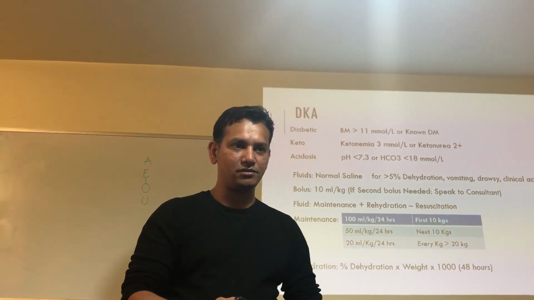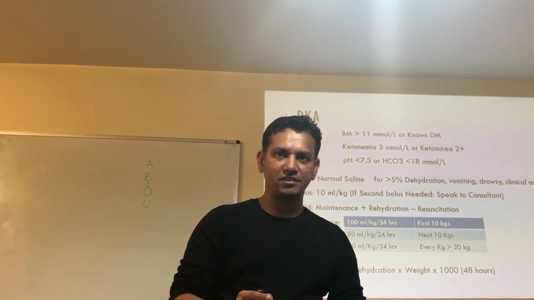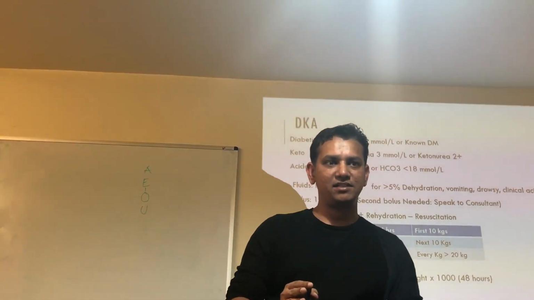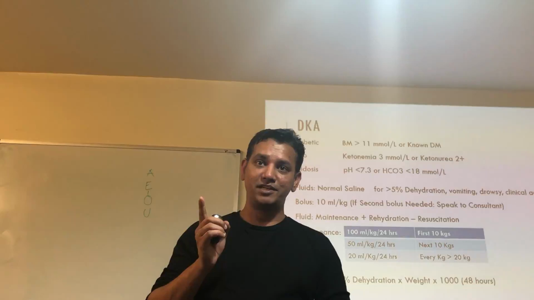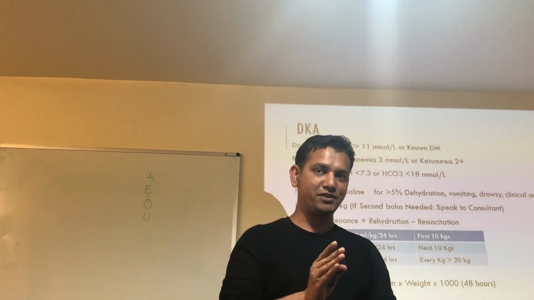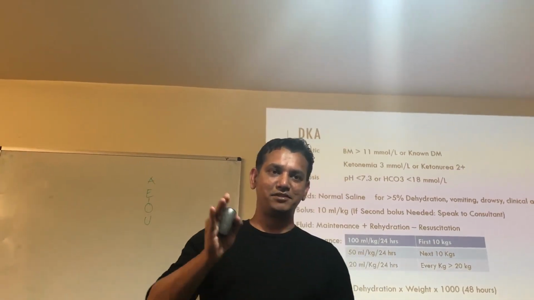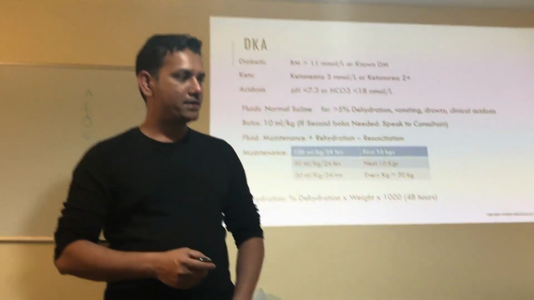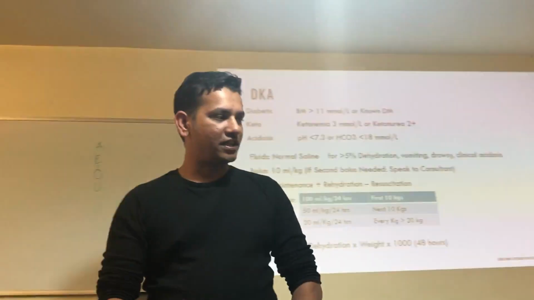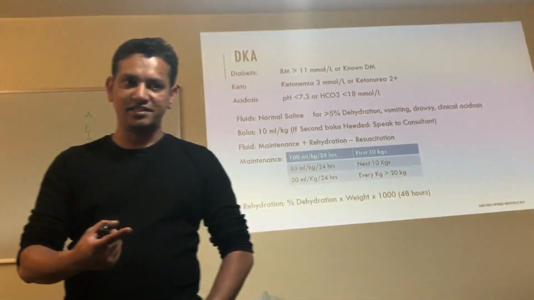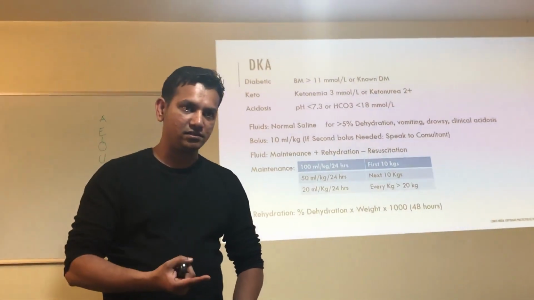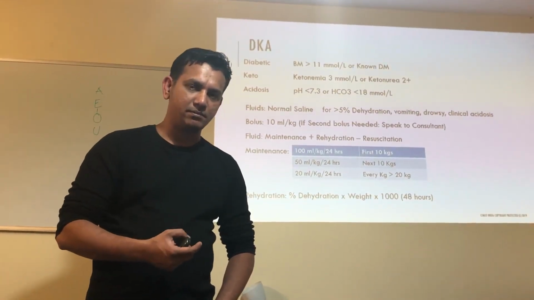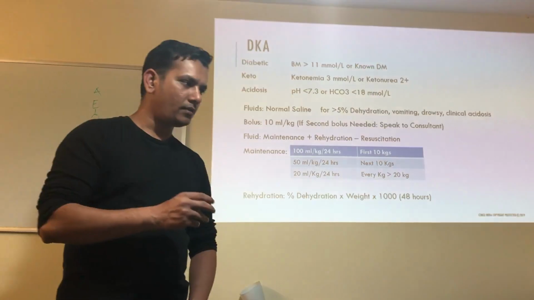What's the dose of fluid for resuscitation in diabetic ketoacidosis? It's 10 mils per kg. In resuscitation of pediatric patients, it is 20 mils per kg, but except in DKA and trauma, it's 10 mils per kg. So you give a bolus of 10 mils per kg. If a second bolus is needed, always speak to a consultant, because too much fluid in a pediatric population may lead to cerebral edema.